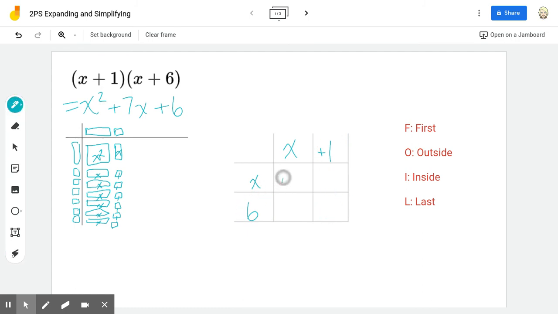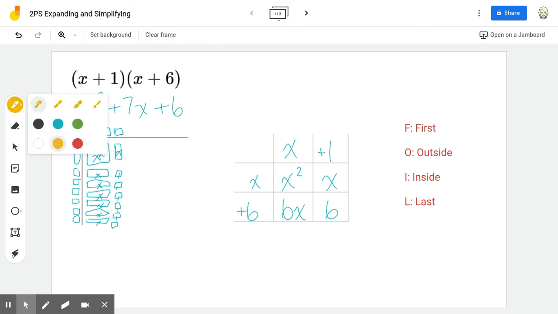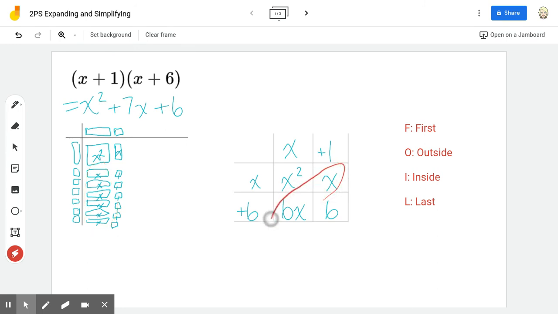So x times x is x squared. X times 1 is just 1x, so we just write x. This is a positive 6, so x times 6 is 6x. And then 6 times 1 is 6. And then the cool thing about this is that just like over here, we had some x's here and some x's here, and we have to put them together. That's what happens here. We always get some diagonal ones here that are like terms. So we have to collect our like terms.